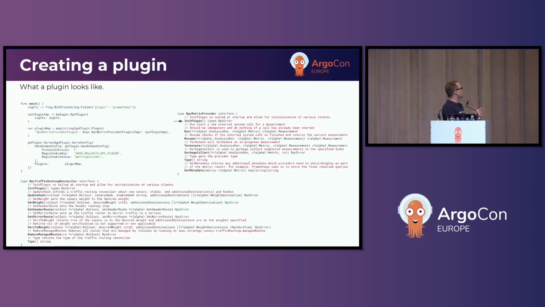A little bit of a high level, but I think it's somewhat explanatory. In the traffic router, we also have set weight. So when you go through a step and you have a set weight command, that function will be called, and then it's the plugin's job to go configure the Istio virtual service or whatever traffic router you need to control the weight on. And then there's a verify weight function.